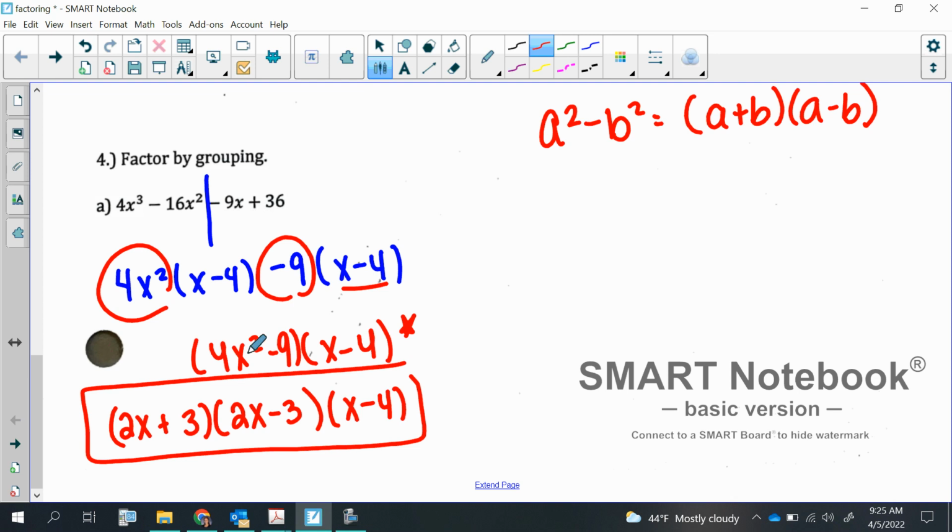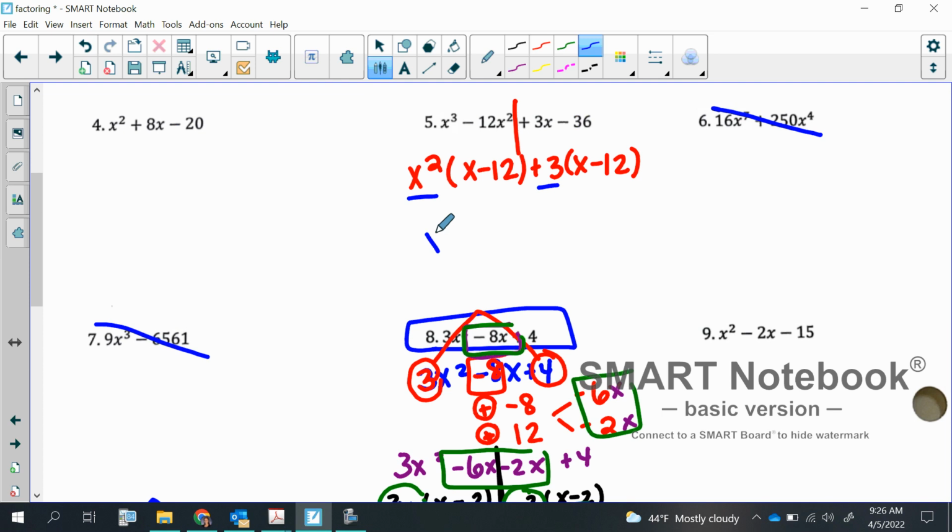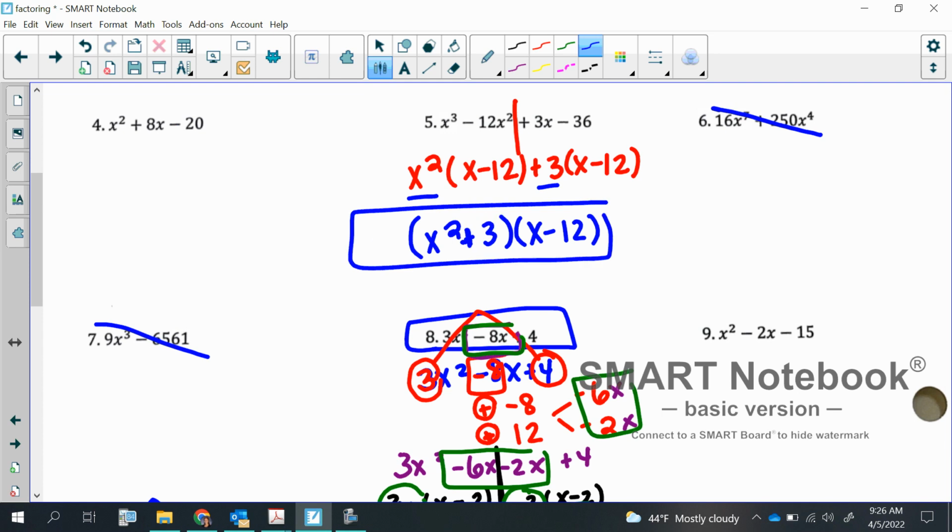Not every factor by grouping problem can be factored further. For example, the last one we're going to talk about is this one right here. Split it and factor by grouping. We can pull out an x squared, left with x minus 12. Pull out a 3, left with x minus 12. So we're left with x squared plus 3 times x minus 12. Because it's x squared and then a plus sign, there is no sum of squares. You just leave it the way it is. There's nothing else you can do there.